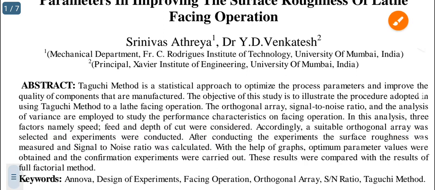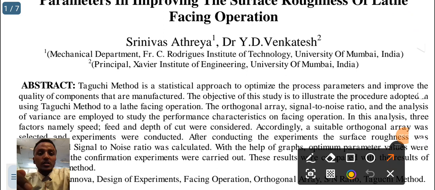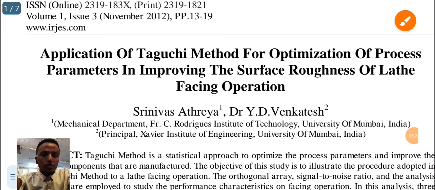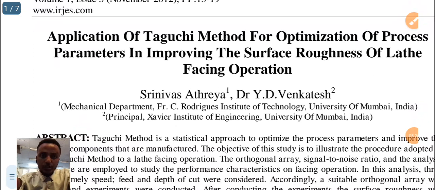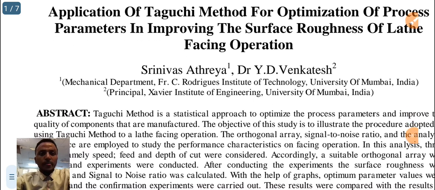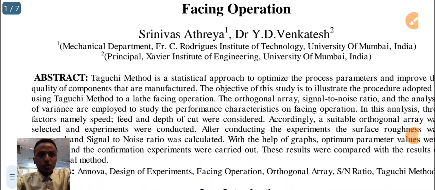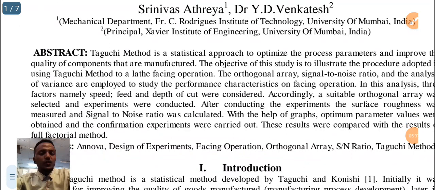Okay, are you seeing that? Yeah, we clearly identified here. Feed, speed, depth of cut were considered, right? Because feed, speed, depth of cut are the basic input parameters for milling operation, because face milling is conducted. No, lathe facing operation, it's the turning operation, right? Turning in a lathe machine. So the basic input parameters for turning are speed, feed, depth of cut.